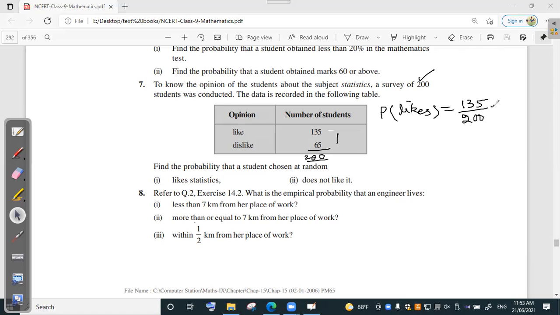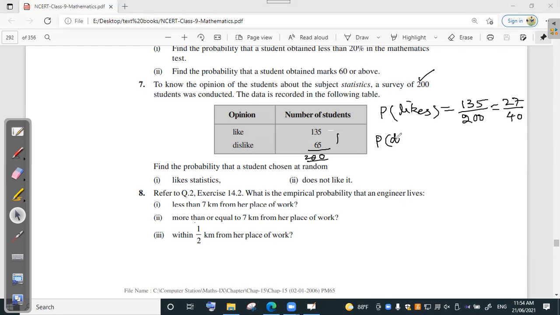135 upon 200, you can cancel by 5. 5 fours are 20, 5 times 27 is 135. So it is 27 upon 40. And how many dislikes?